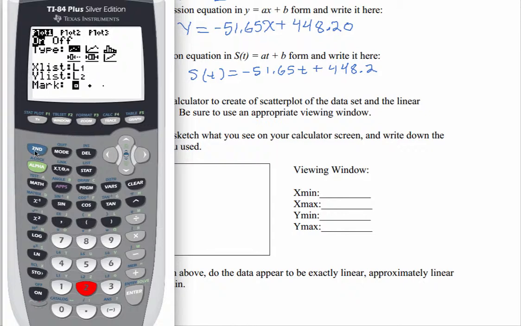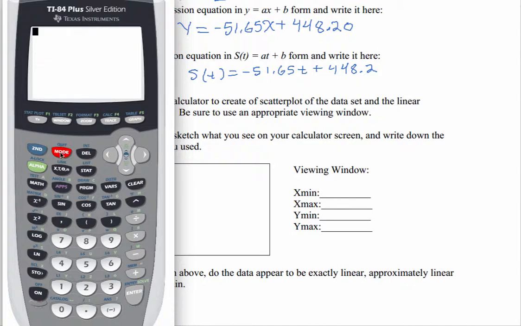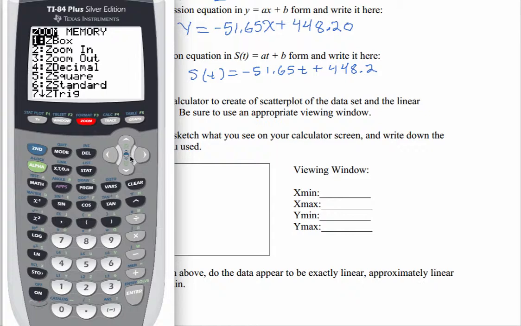We're going to do a second quit to get out of this window. So hit second and mode to quit and go back to the home screen. Now press your zoom key. From your zoom key, if you scroll down the list, you'll find that there is a ZoomStat under option number 9. It'll take a look at our data set and set up an appropriate window for us and do everything we want it to do all in one fell swoop. So just hit enter.